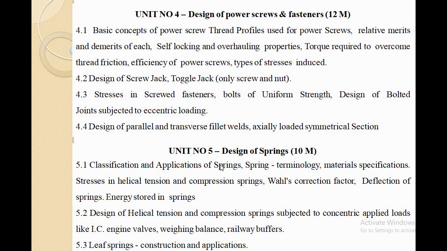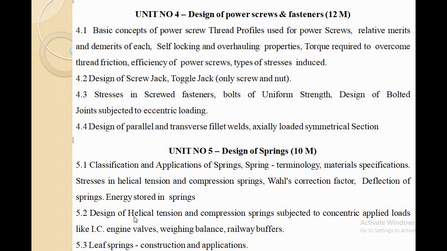Just move to the unit number 5, that is the design of springs. Again we have seen course outcome number 5, that is to choose a particular spring for a different application. So before choosing a particular spring, we should understand what is meant by the spring, what are the different types of the springs, and what are the different criteria for using a particular spring for a particular application. So under this classification and application of springs, we have to see the different types of the springs.